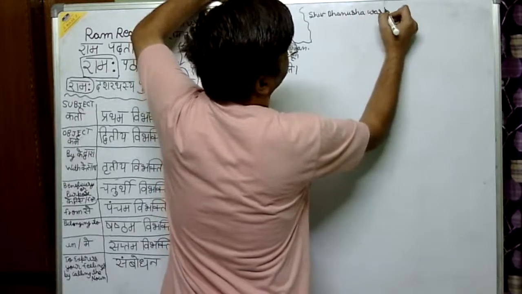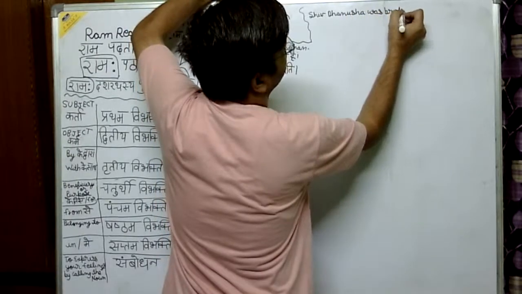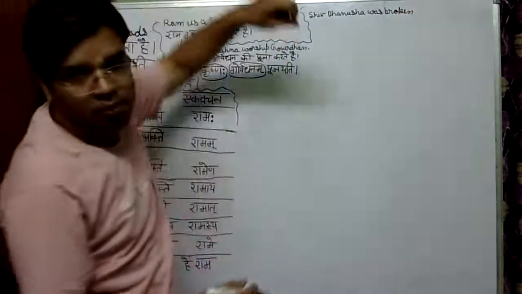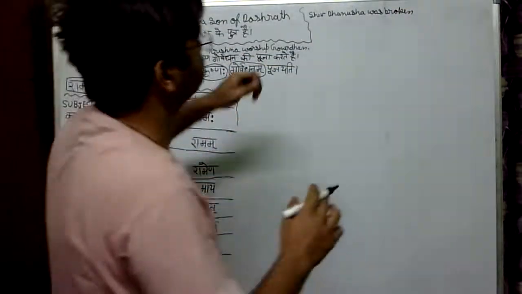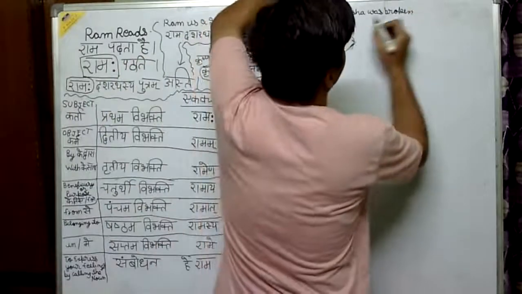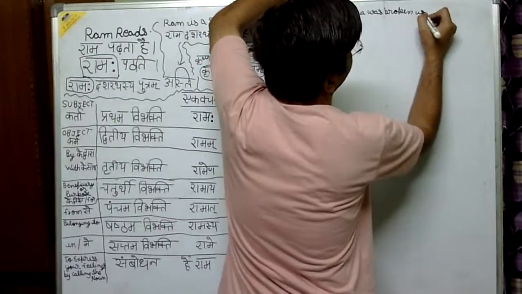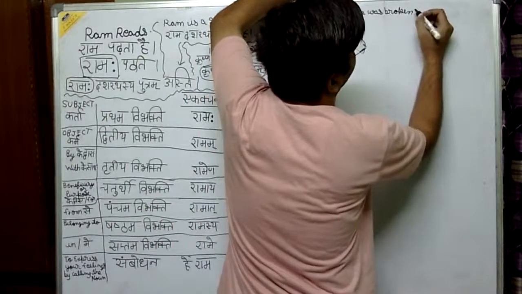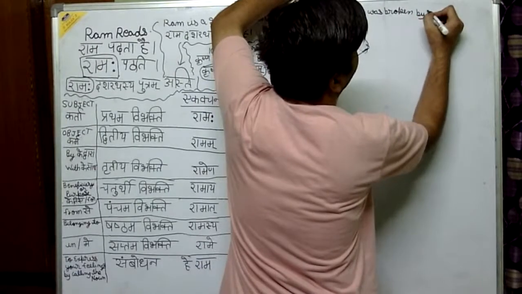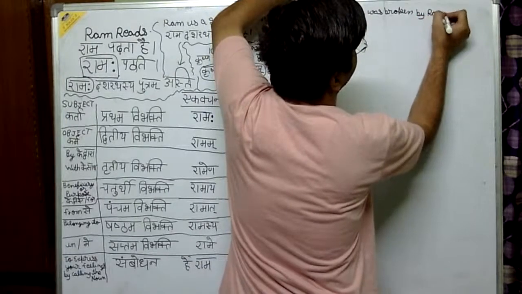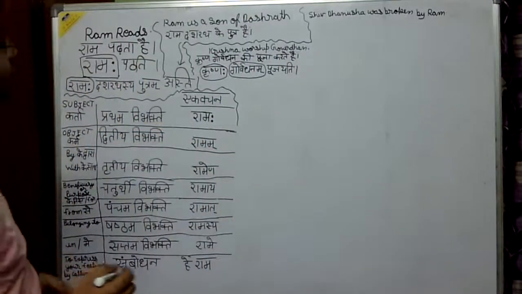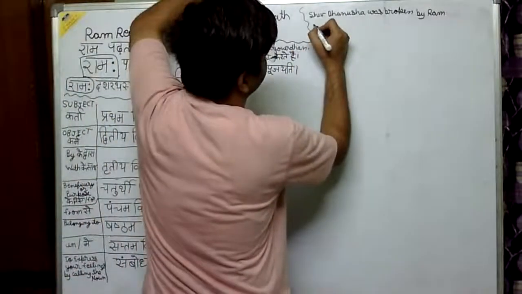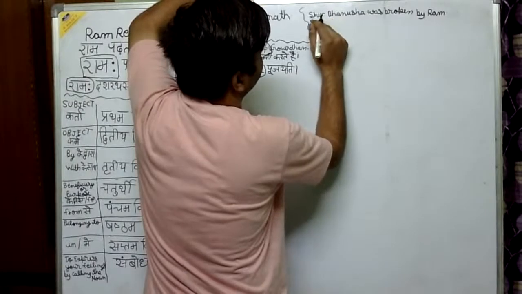was broken. Is it visible here? Yes, it's visible, but I should write in blue. Shiv Dhanush was broken by Ram. Shiv Dhanusha was broken by Ram. Okay?